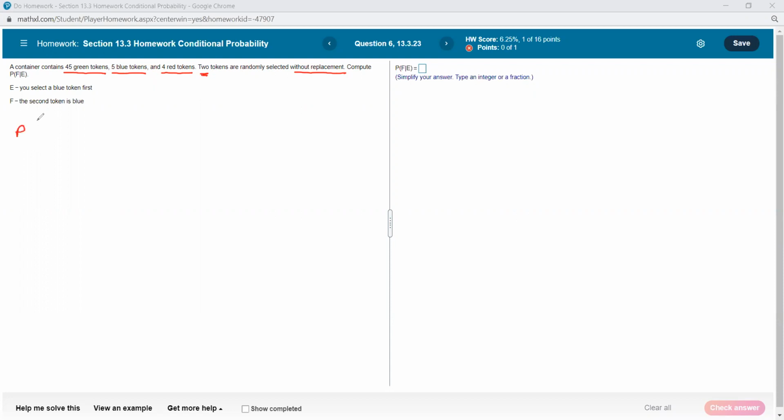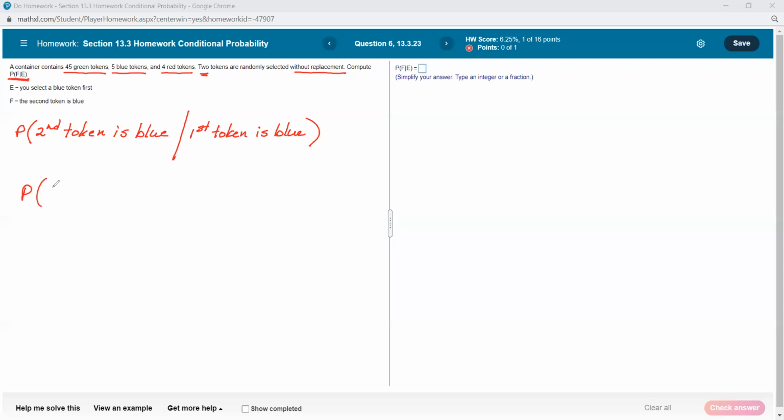So we want to know the probability that the second token is blue, that's F, given that the first token is blue. Now, they are not asking what the probability of selecting 2 blue tokens is. We don't have to figure out the probability of the first one and then multiply by the probability of the second one. They only want to know the probability that the second token will be blue if the first token was blue.